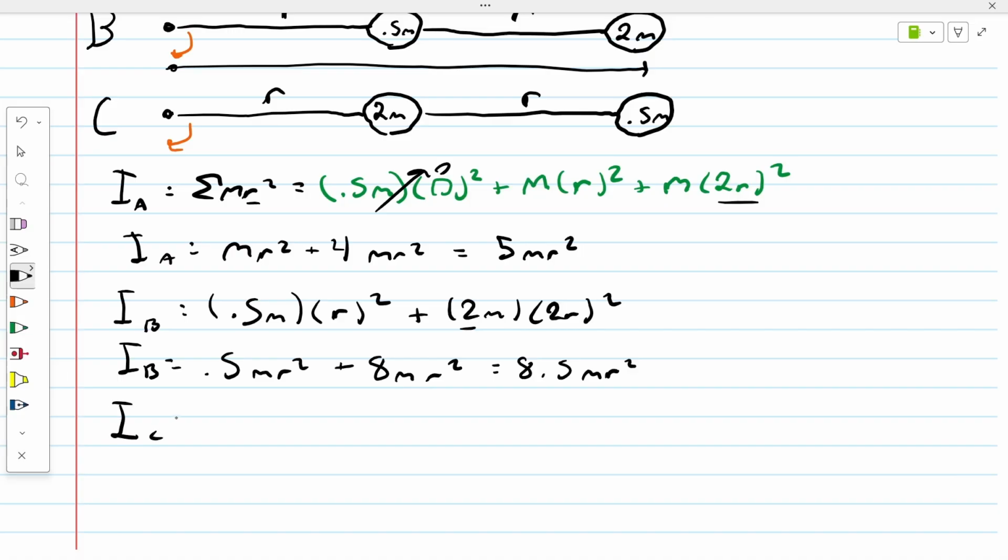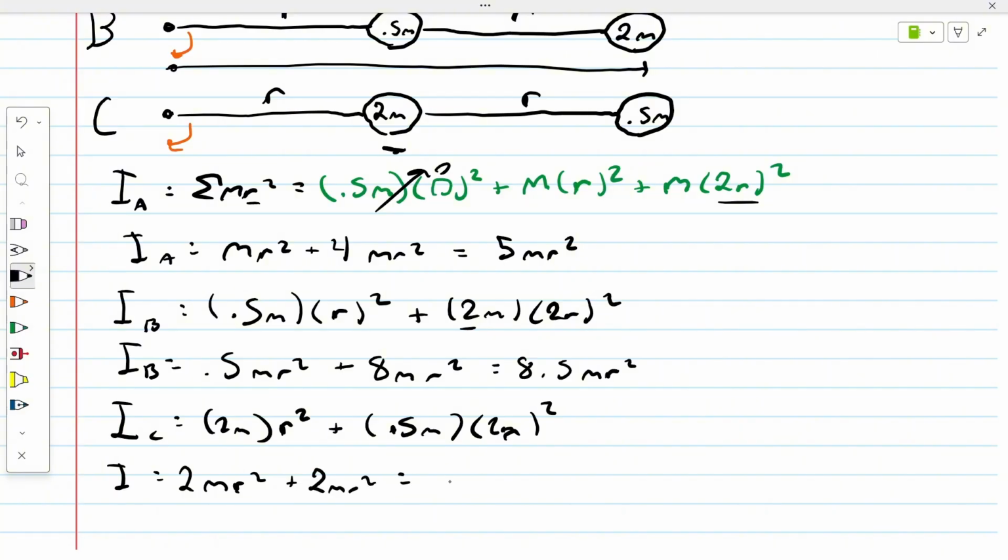So IC equals, we have this first m of 2m on this ball right here, and this is just a distance of r, plus the second ball, which is a 0.5 m, and that distance is 2r, and then we have to square this. And so just like the last three, we can go ahead and simplify these to get 2mr squared plus this 0.5 times this 2 squared, which is 4. 4 times 0.5 is 2. So we get 2mr squared. And our final answer for this one will be 4mr squared.